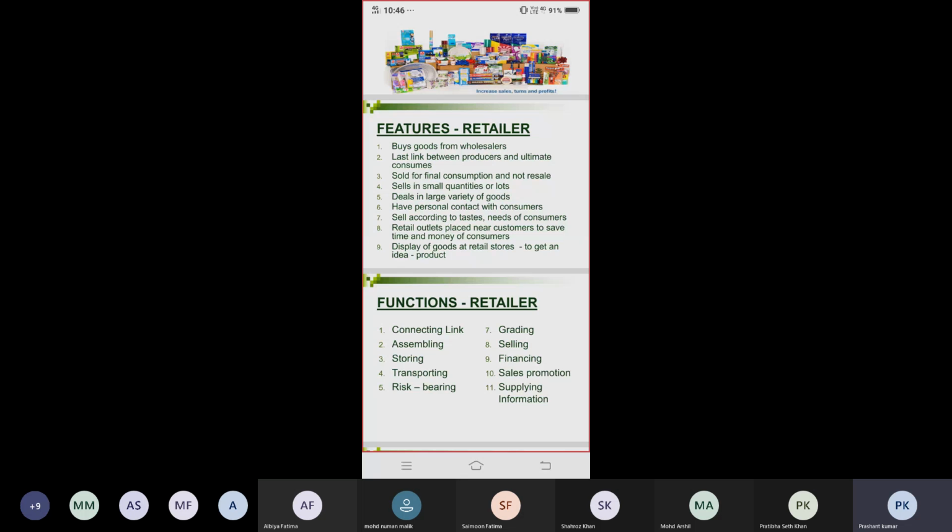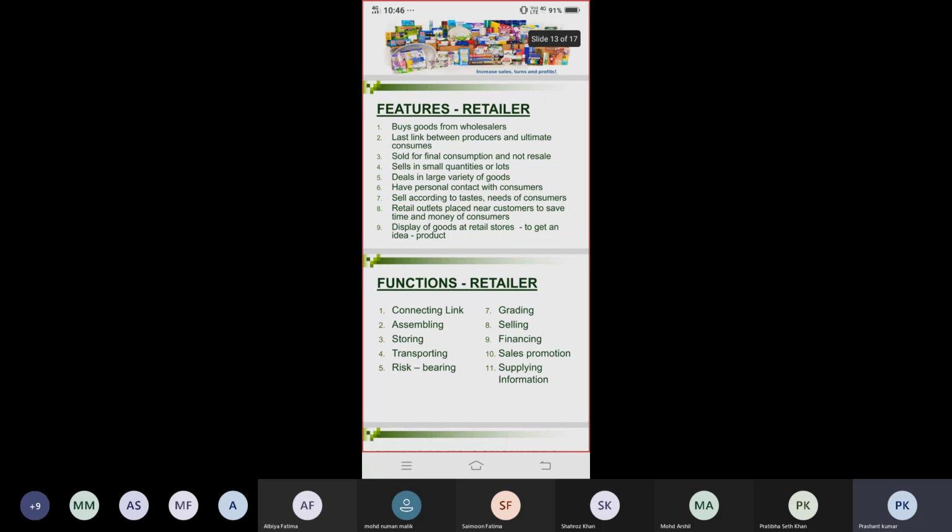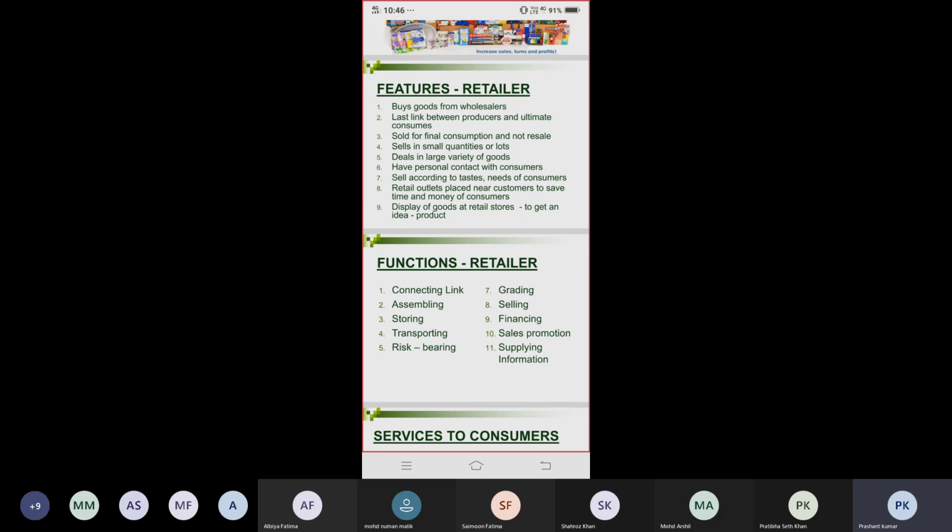Display of goods at retail stores to give an idea. Functions of retailers: connecting link, assembling, storing, transporting, risk bearing, grading, selling, financing, sales promotion, supplying information, services to consumers.